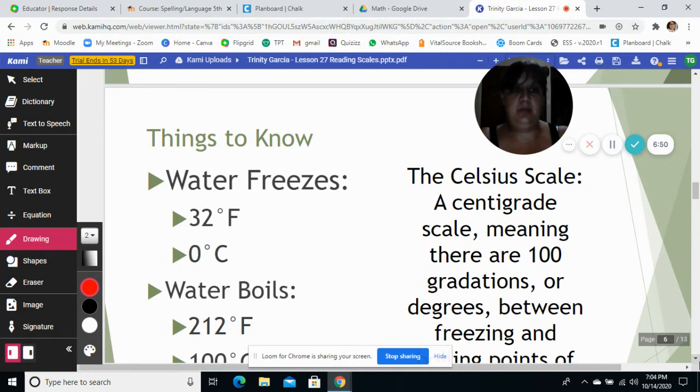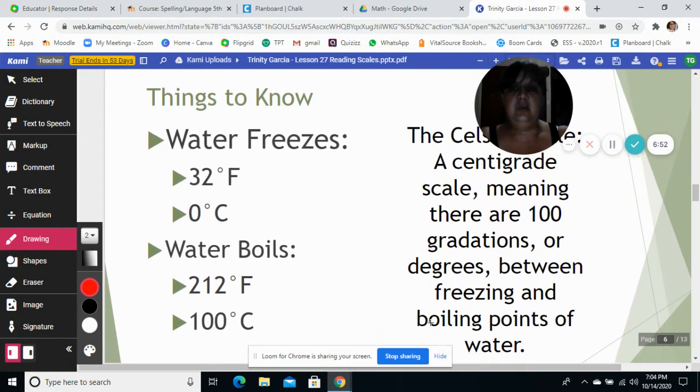And water boils at 212 degrees, that is hot, 212 degrees Fahrenheit, or 100 degrees Celsius. Okay, again, we would know then that 212 degrees Fahrenheit is equal to 100 degrees Celsius.